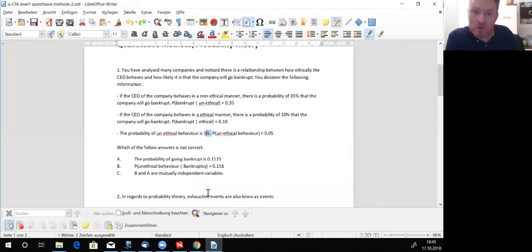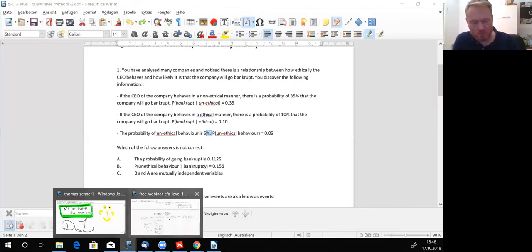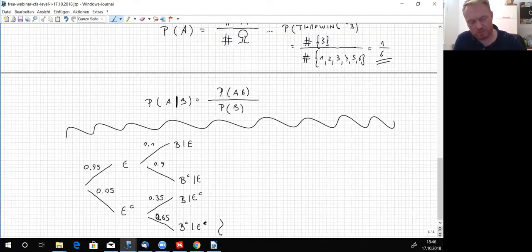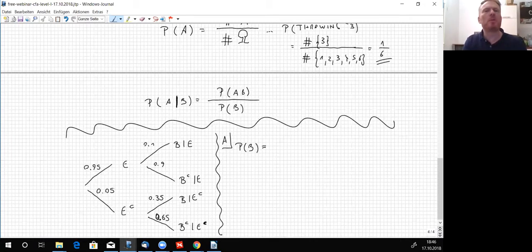The probability of going bankrupt, the probability of event B, is equal to 0.1125, excuse me. Answer A: which of the following answers is not correct? So we need to calculate this answer. What would you say about answer A, the probability of B? And so there's the total probability rule. Let us just talk about it this way.